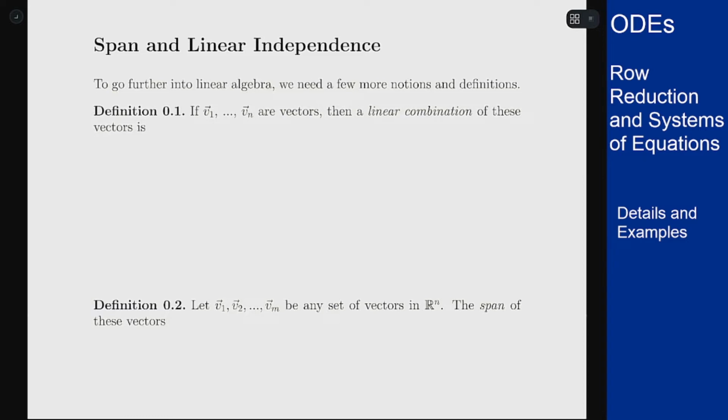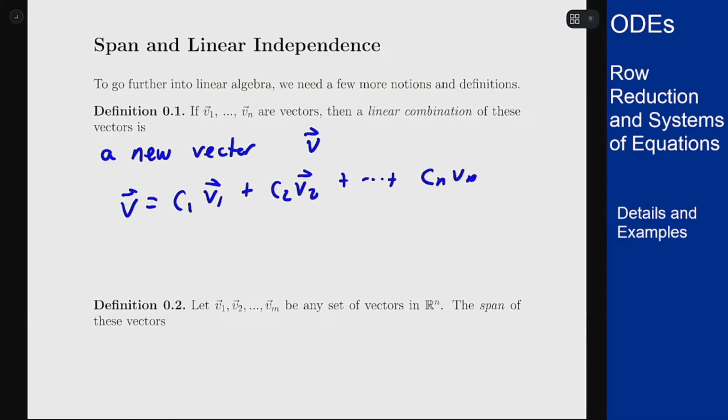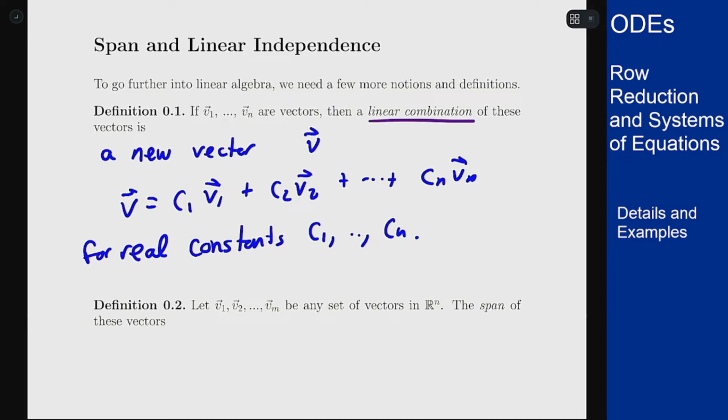So if I have vectors v1 through vn, whatever they happen to be, any dimensional vectors that I want, a linear combination of these vectors is a new vector v that is written in the form v is c1 times v1 plus c2 times v2 plus cn times vn for constants, real constants, c1 through cn. The idea of linear combinations is that I'm basically taking some number of v1s plus some number of v2s plus some number of v3s and adding them all up to get this new vector that is a combination of v1 through vn with certain constants on it.